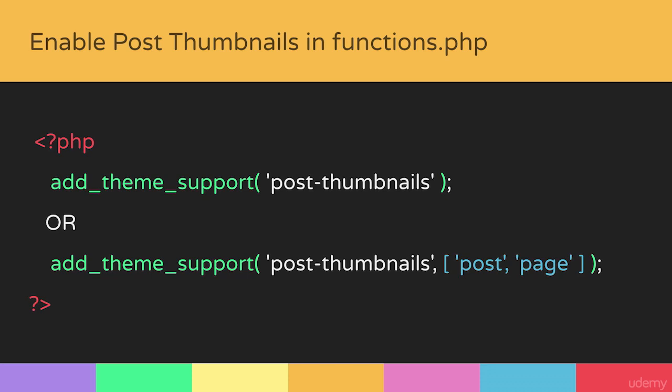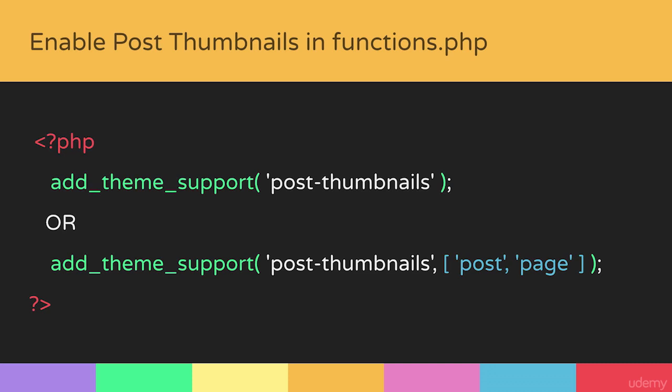Now by default, if you use this on its own, it will just work for posts. However, add theme support when working with post thumbnails takes a second parameter where you could pass it an array of other post types. So we could specify post, page, etc. And if you have custom post types like events, you could put those in this array as well.